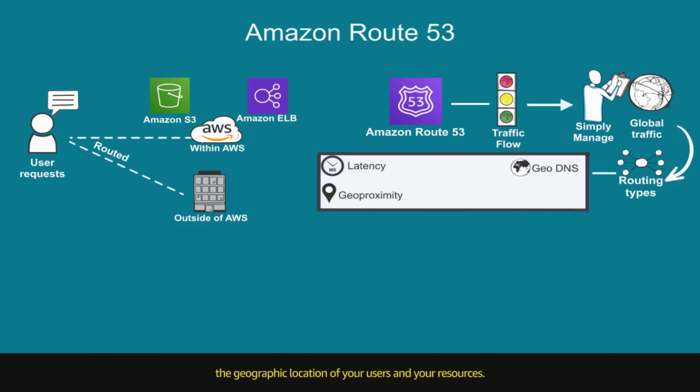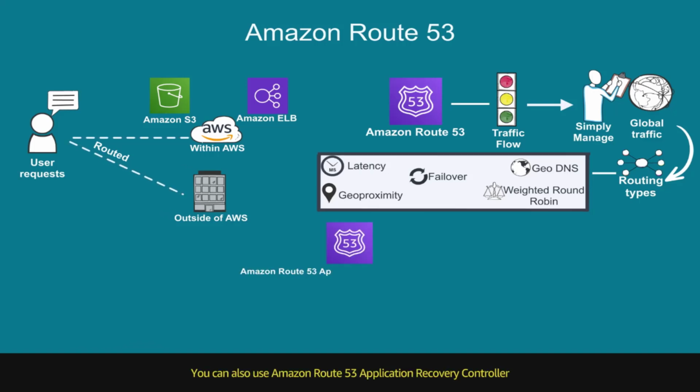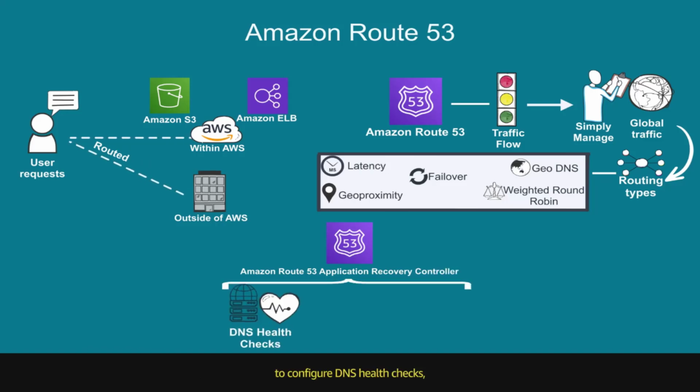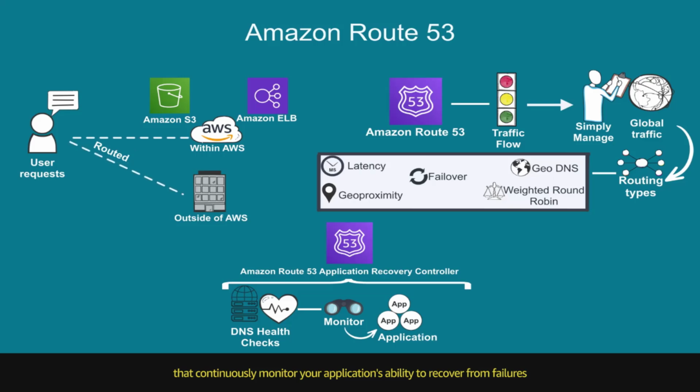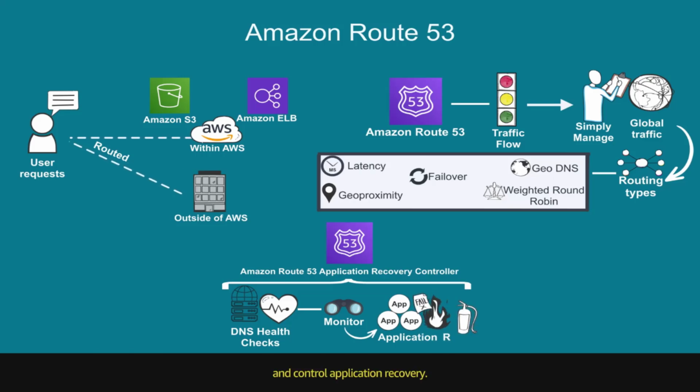the geographic location of your users and your resources, weighted round-robin routing that specifies the frequency with which different DNS responses are returned to end users, and failover routing that lets you route traffic to a resource when the resource is healthy, or to a different resource when the first resource is unhealthy. You can also use Amazon Route 53 Application Recovery Controller to configure DNS health checks that continuously monitor your application's ability to recover from failures and control application recovery.